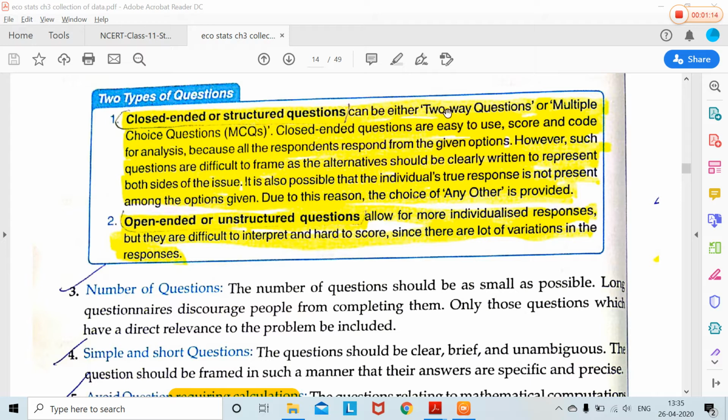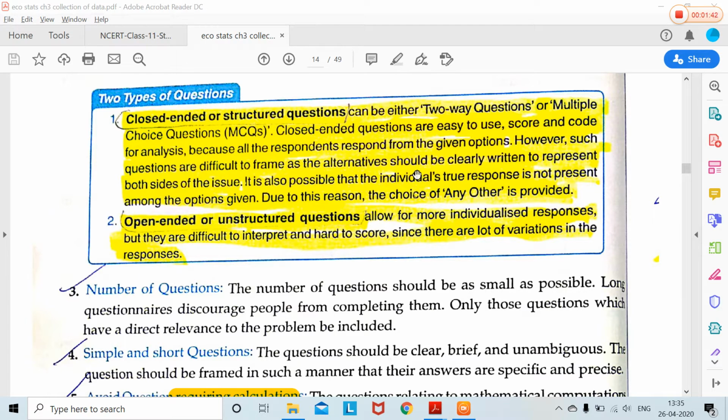So close-ended, they are either two-way questions, like do you have a car? So yes or no. So two-way questions are yes and no kind of questions. So yes, I have a car, and then I put a tick mark. Then how often do you use your car, or what is the mileage of your car. Like you want to know how much expenditure a person makes on petrol monthly.